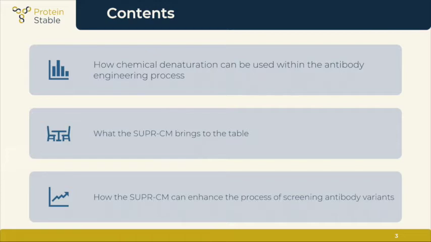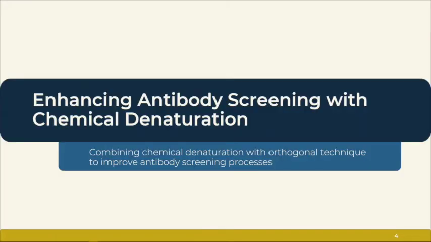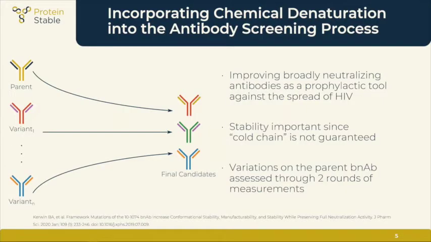So let's start off by taking a look at chemical denaturation and how it's been utilized in the field as part of an antibody screening program. For the purposes of illustrating chemical denaturation's usefulness within this type of application, we're going to be referring to a recent publication by Kerwin et al. The citation's there at the bottom of the slide in case you're interested in looking that up. Now in this particular study, they were looking at different mutant strains of a parent antibody, a broadly neutralizing antibody, that they wanted to use and develop as a prophylactic tool against the spread of HIV.